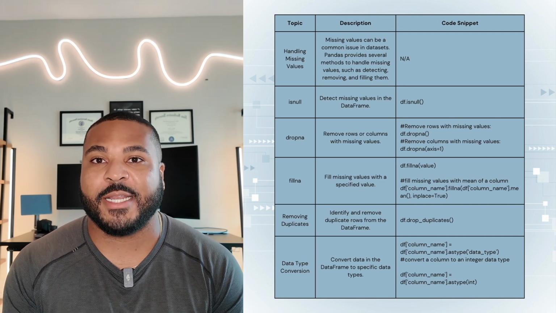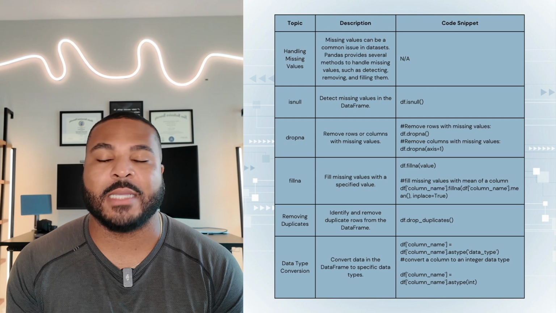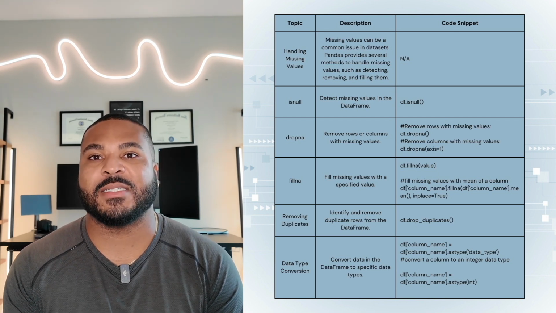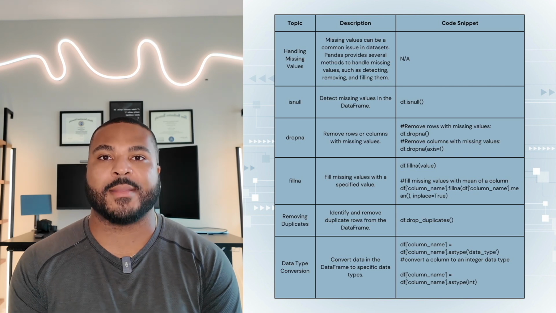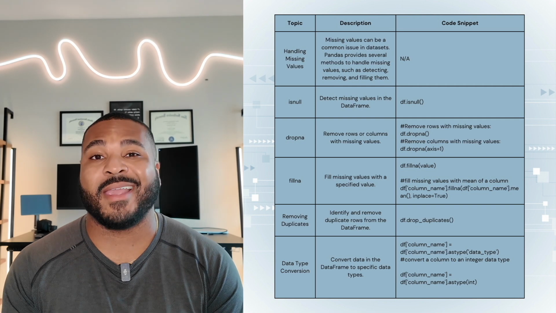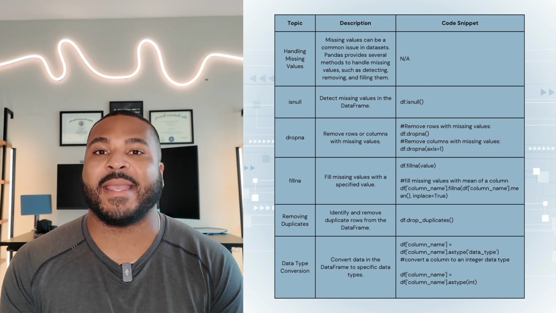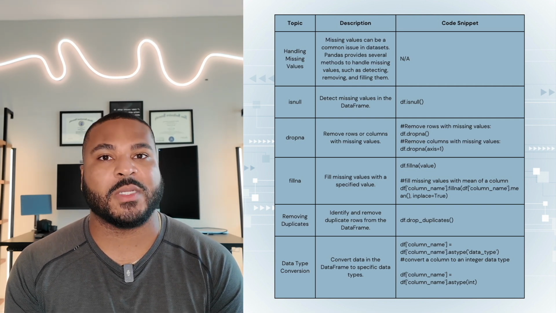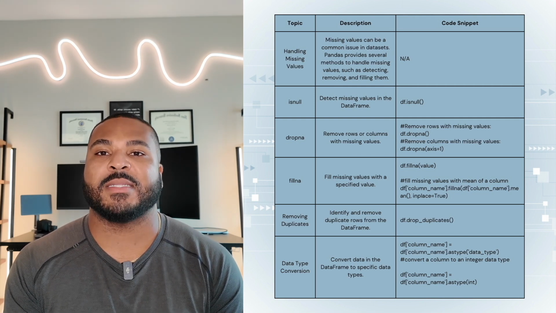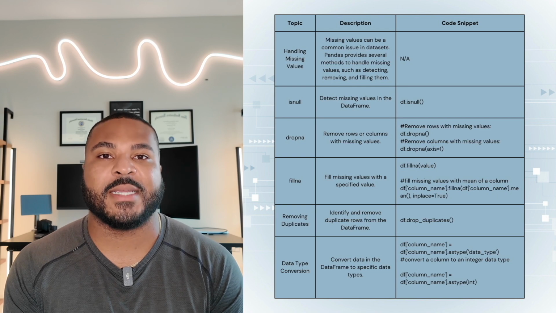Sometimes you need to convert data in your data frame to specific data types. This can be done using the astype method, which allows you to change the data type of a column. So overall, these data cleaning techniques help ensure that your data is 1, accurate, and 2, ready for analysis. By handling missing values, removing duplicates, and converting data types appropriately, you can significantly improve the quality of your data set and the reliability of your analysis results.